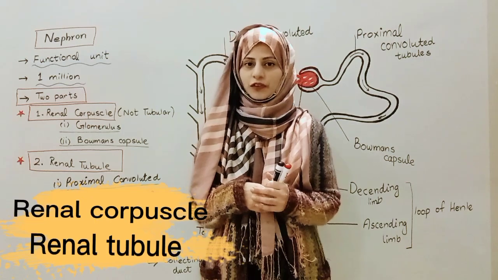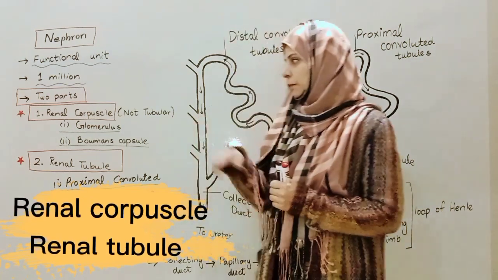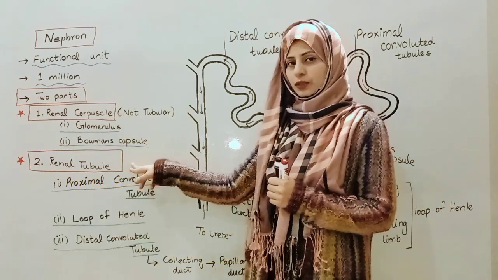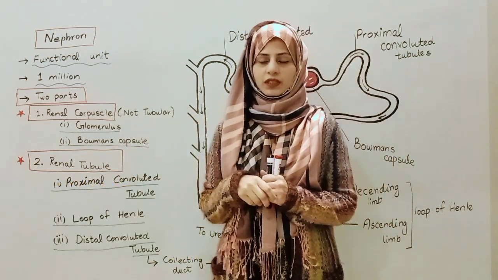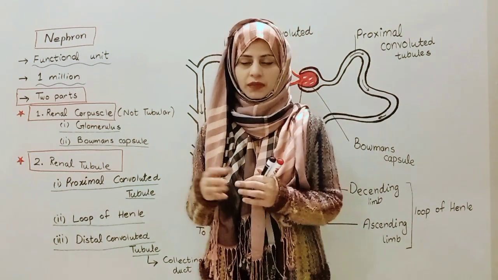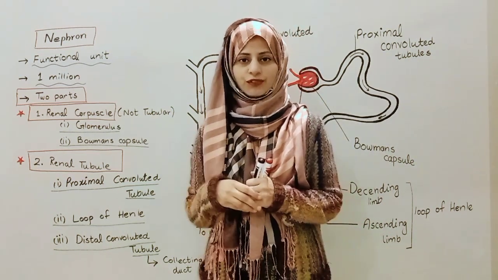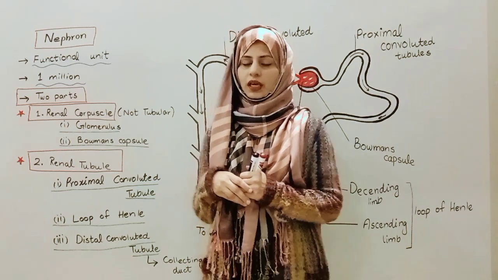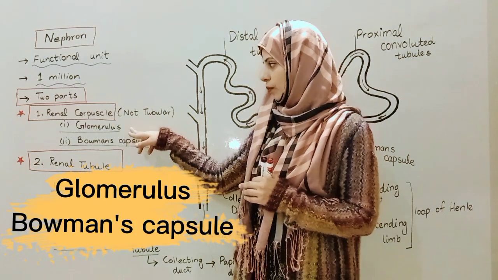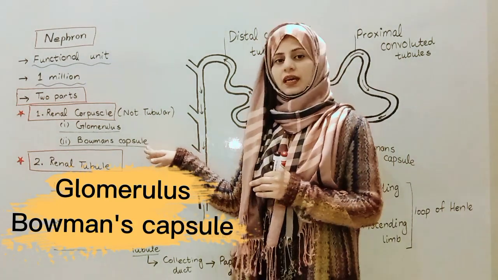Let's talk about the parts of nephron. There are two parts of nephron. The first one is renal corpuscle and the second one is renal tubule. Let's talk about renal corpuscle. Renal corpuscle is basically not tubular, means it is not in the form of tube. Let's talk about the two parts of the renal corpuscle. These are glomerulus and Bowman's capsule.